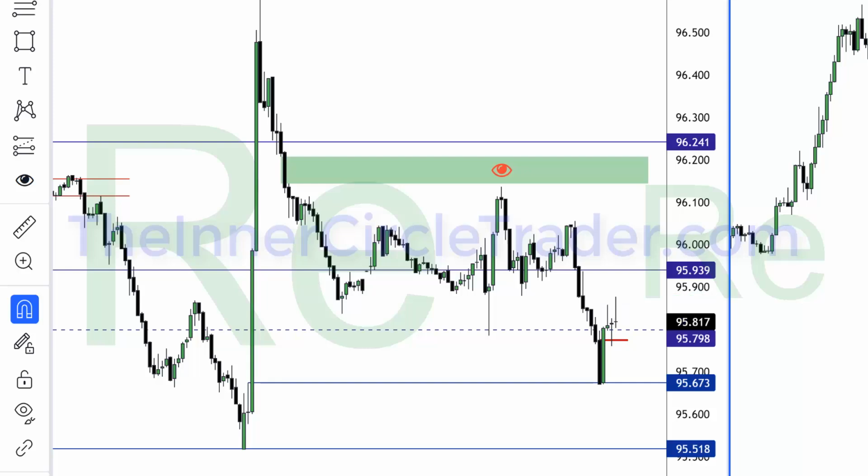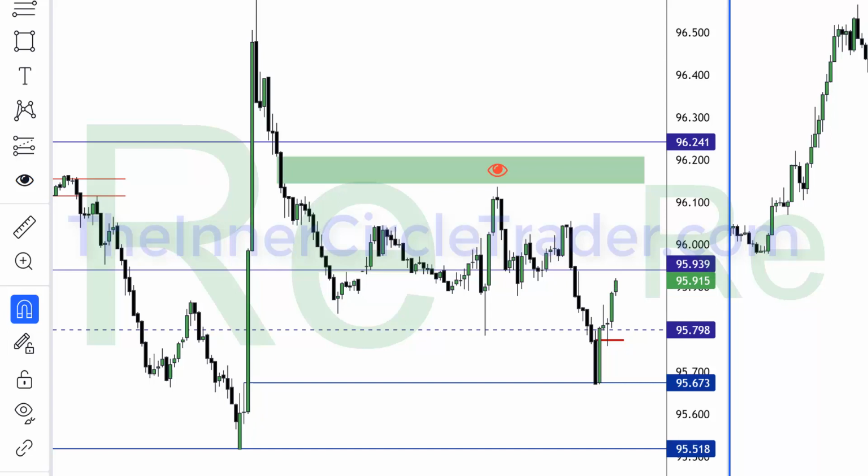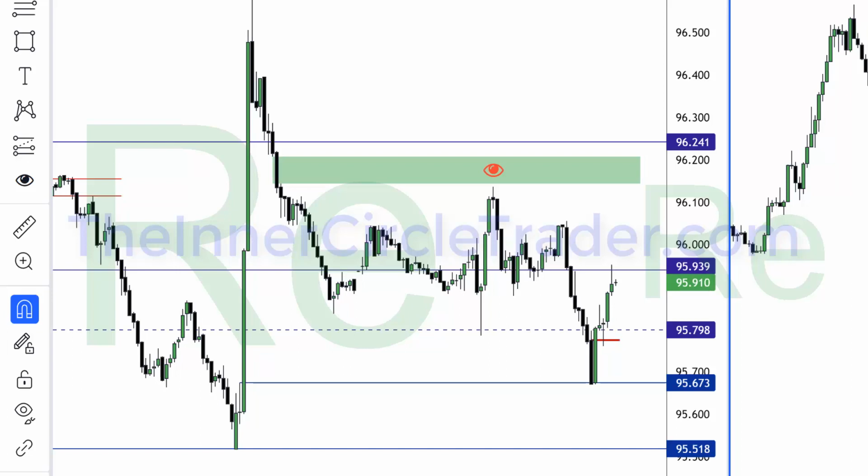So far, we're seeing confirmation that it's showing a willingness to want to move away from that. The algorithm, we want to see it reach up into that 95.939. That is the opening of the last two down close candles on the daily chart for dollar in the form of a bullish order block.